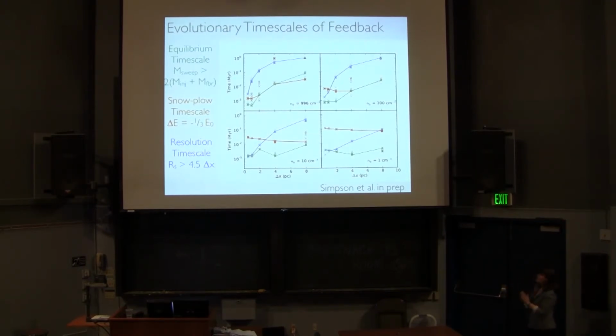We can think about this by considering the timescales for evolution of these supernova bubbles or supernova remnants. There are 2 physical timescales that you can consider. What I'll call the equilibrium timescale, the timescale at which the Sedov phase would begin, which analytically you expect to happen when the mass of swept-up material is twice the ejecta mass, and then the time at which the snowplow phase begins, which I'll estimate as when you get a loss of 30% of the initial energy.